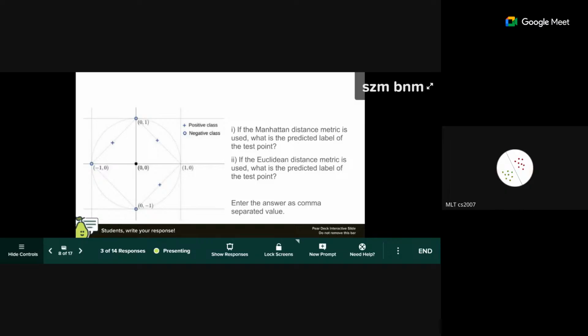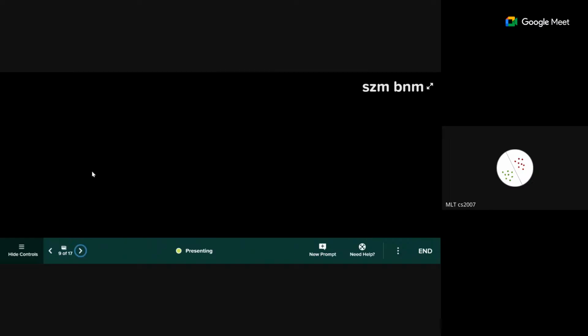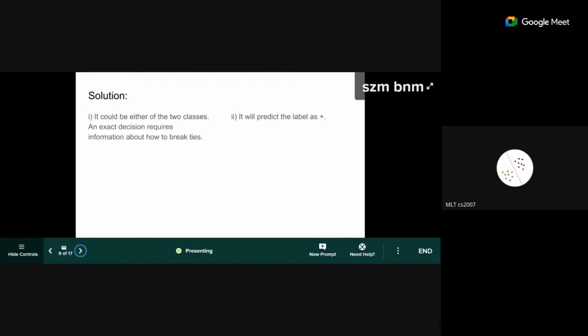So in that case, what will be the answer of the first part? The answer to the first part is that, based on whatever information is given, you cannot conclude. It can be either of the 2 classes. An exact decision requires information about how to break the ties, which is not given to us. For the second one, it will predict the positive label.